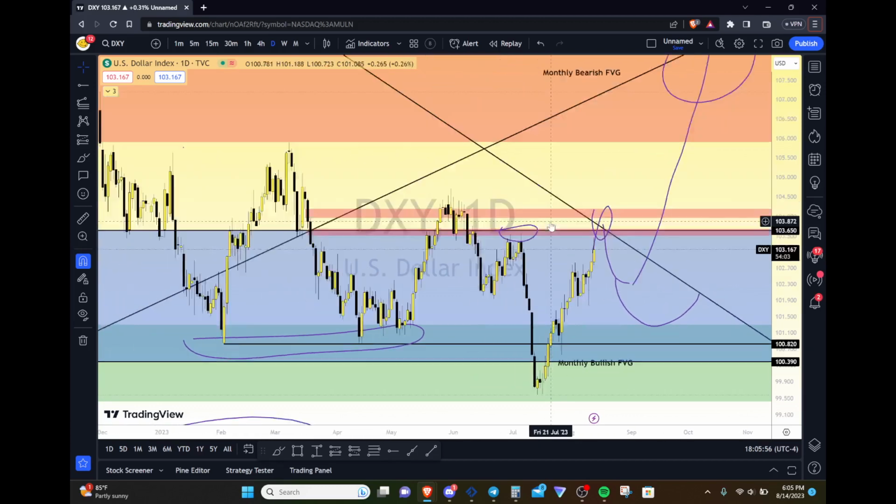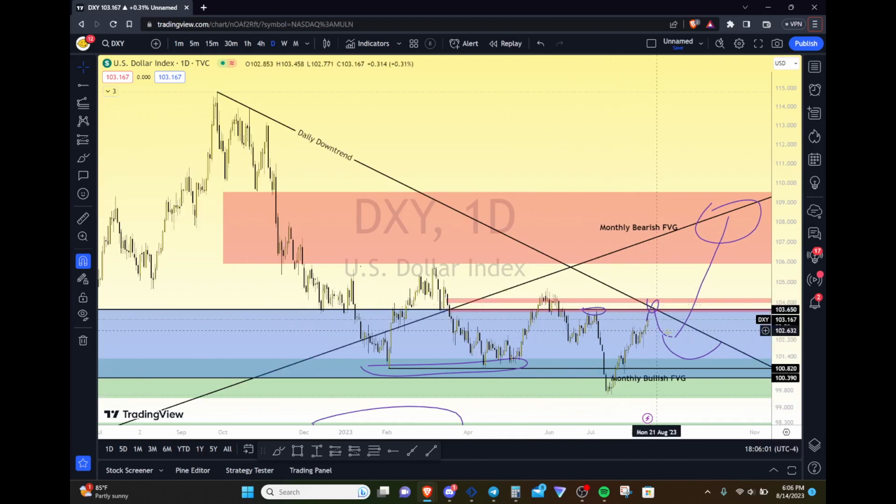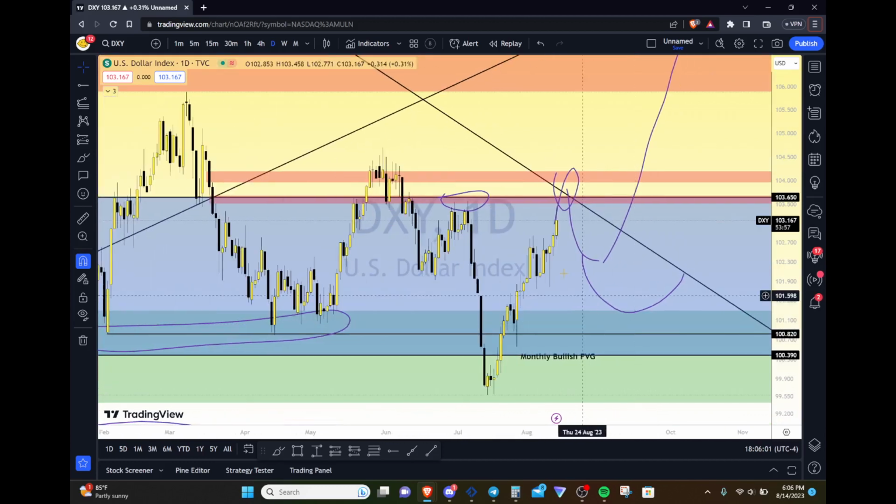Okay, guys, so we're going to go over the markets. We'll start with the dollar as always. If you are looking at the chart, then you see there's a lot of doodles on here. A lot of these doodles were added on during the market overview.